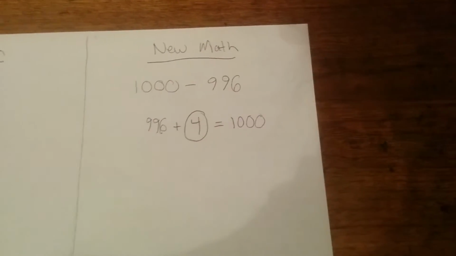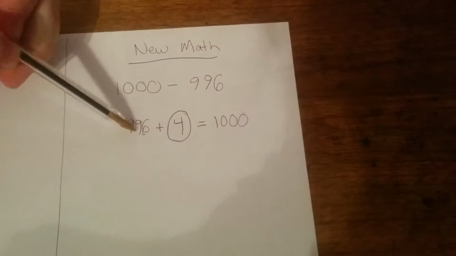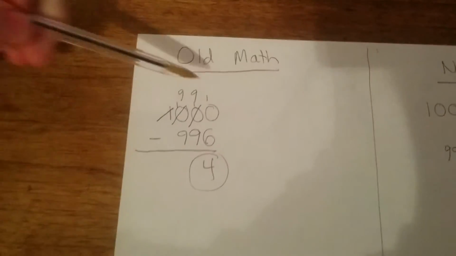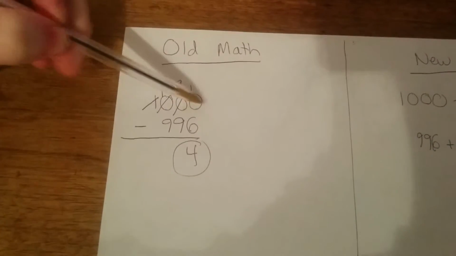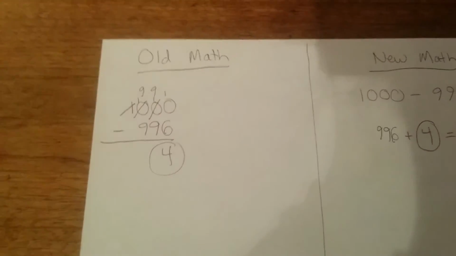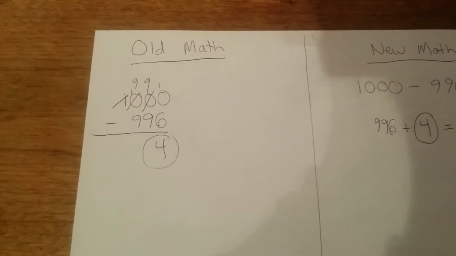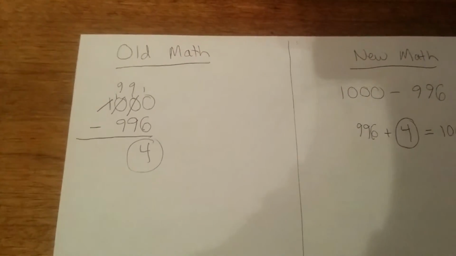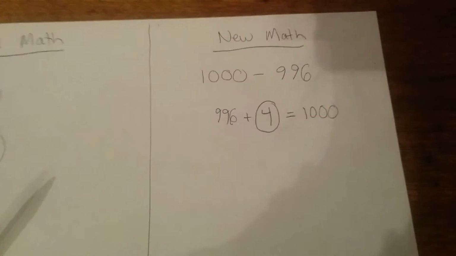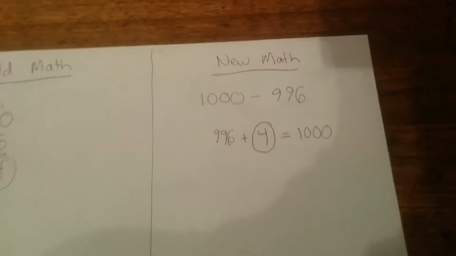It's easier in this case just to add 4 to get to 1,000 than to go over to this way of doing it where you're crossing out and borrowing from other columns and you still don't have any kind of common sense, real-world way of explaining how you got there, right? So in this case, new math is actually much easier.